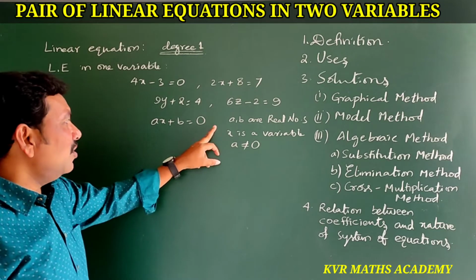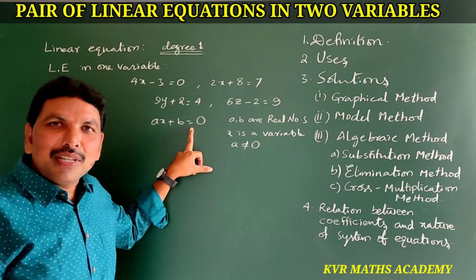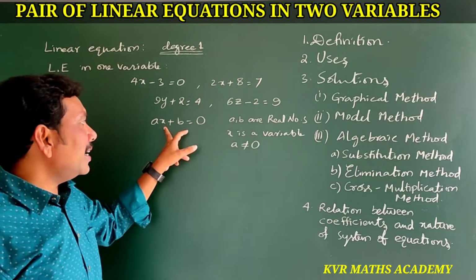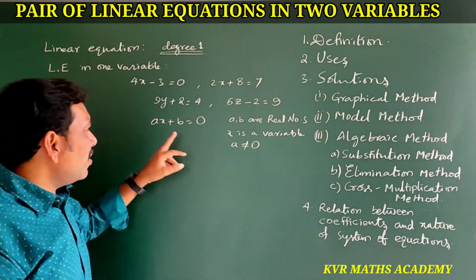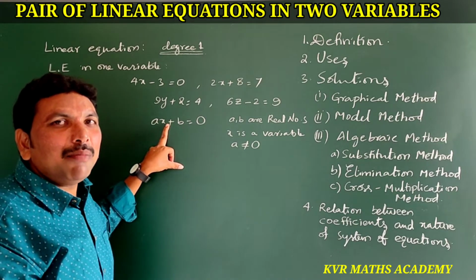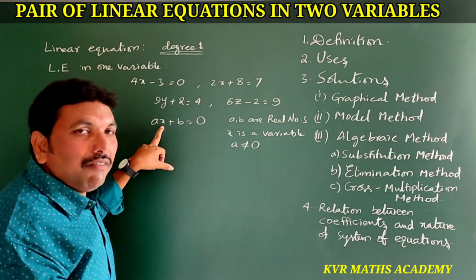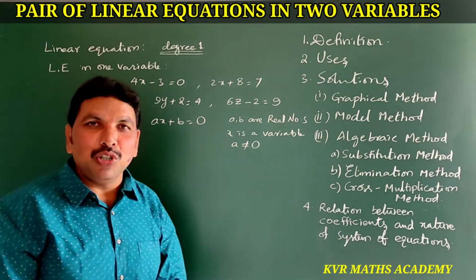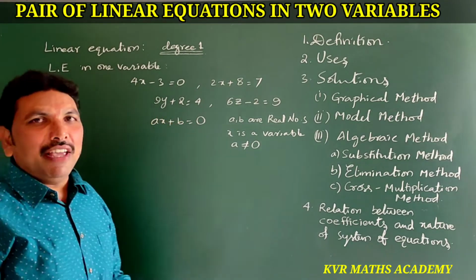What is the condition for this? ax plus b is equal to 0 is the general form of the linear equation in one variable. Here a, b are real numbers and x is a variable, and a should not be equal to 0. Why? If a is equal to 0, then the whole term ax will be 0. Then where is the variable? Here b is the constant, and the variable is absent. That's why we should take a not equal to 0. Understood? So this is the general form of the linear equation in one variable.